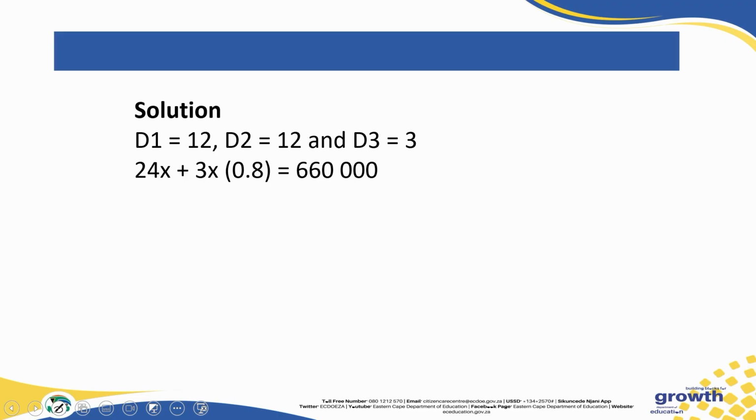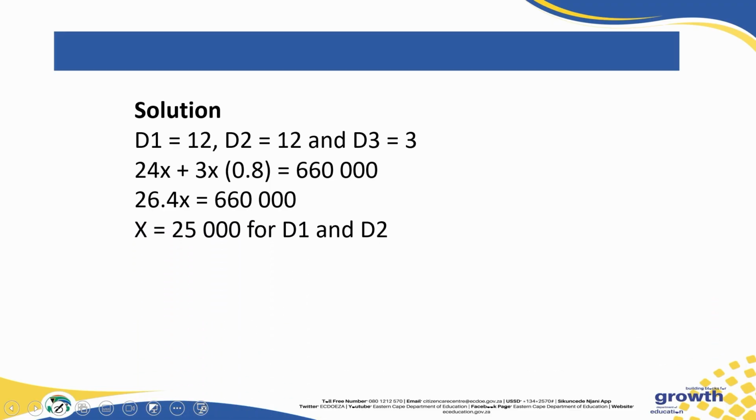So firstly, we have 3 directors, D1, D2, and D3. D1 got paid for 12 months, D2 for 12 months, and D3 only for 3 months. So when we solve for X, we have 24X, which is for D1 and D2. And for D3, it's going to be 3X, and we open a bracket and we say 0.8. This is because he gets 20% less than D1 and D2. And all of this must equal 660,000. So when you add that together, we get 26.4X, which equals 660,000.